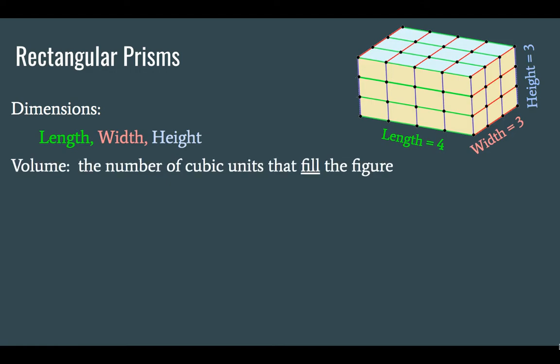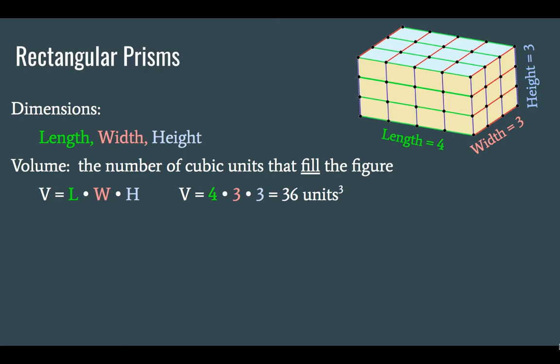Now, the volume of the figure is the number of cubes that fill this figure. And we could actually count the cubes, couldn't we? Now, that gets very time-consuming, and over time, as you know from earlier grades, we saw a pattern, and we understood that to find the volume of a rectangular prism, we could multiply the length times the width times the height. So 4 times 3 is 12, times 3 is 36 cubic units, and that is the volume. That is the number of cubes that make up this particular rectangular prism.